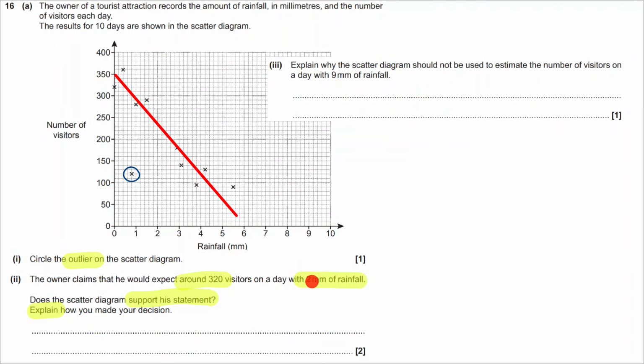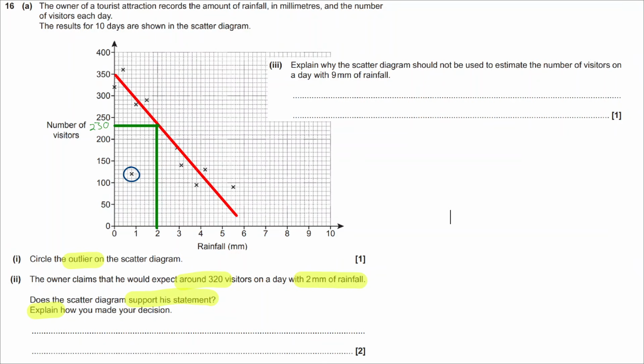Now it's saying when you've got 2 millimeters of rainfall, they're saying you would expect 320. Let's go and check this. So when you have 2 millimeters, we're going to look at this point over here of rainfall. So we go up from that 2, we go up to here, and then we go across over to here. And to me, this looks like about, I would say, 230-ish. So about 230. Depending on how you draw your line, it will vary. Now, 230 visitors is nowhere near 320. So the scatter diagram does not support the statement. When you have 2 millimeters of rainfall, we would expect to have about 230 visitors.